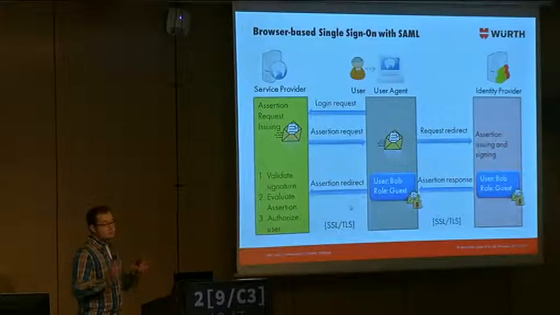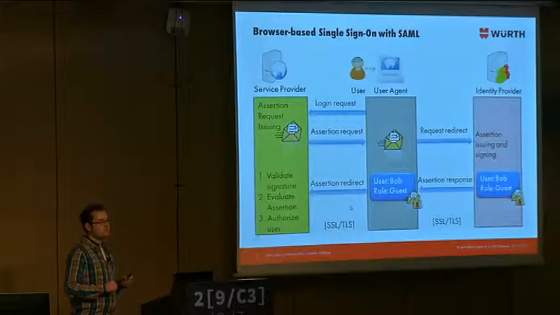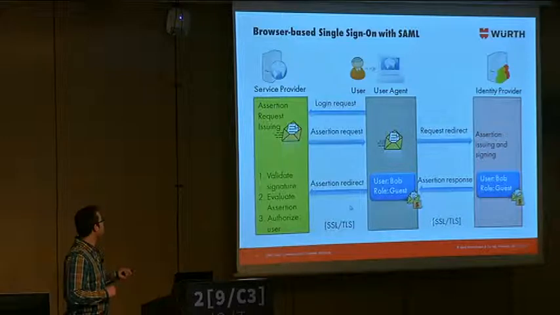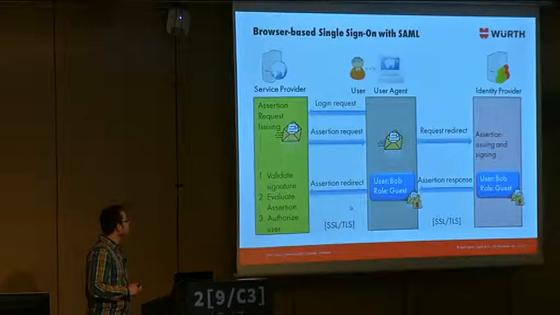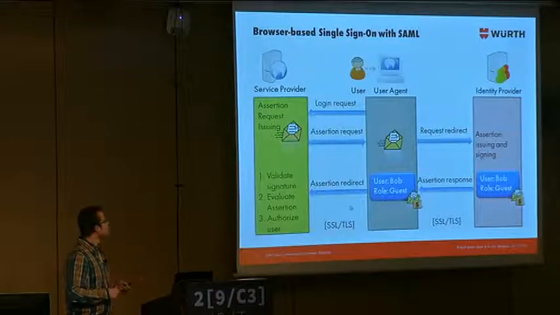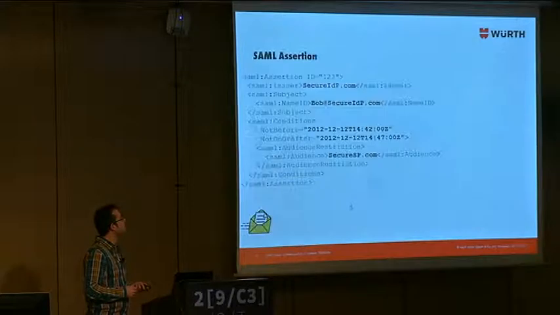It's important to emphasize that all communication between service provider and user agent, and user agent and identity provider, is secured by SSL and TLS channels. Additionally, the assertion is secured by an XML signature, as said before. So we could assume that SAML is pretty secure. I will show you in a few slides that this is not true in some cases.